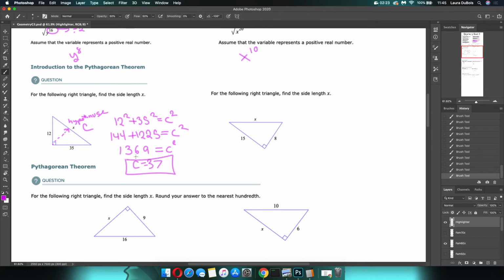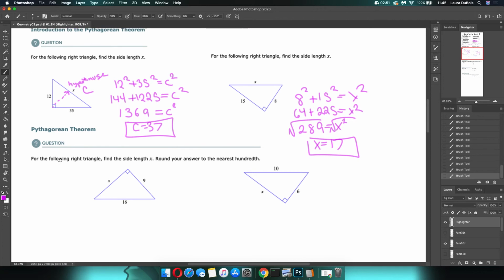Let's see here. Over here, let's take a look. It is a squared plus b squared, so 8 squared plus 15 squared equals x squared. 8 squared is 64, 15 squared is 225 equals x squared. 64 and 225 is 289, so you undo that with a root, and so x equals 17.